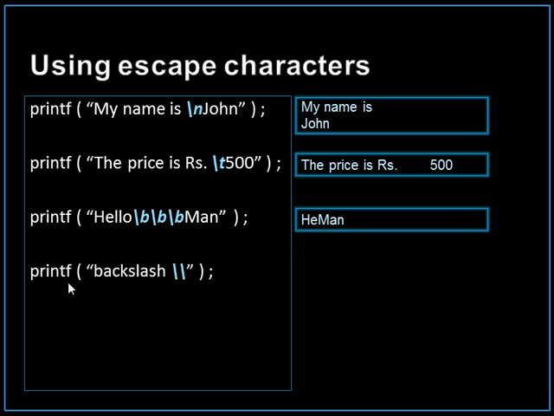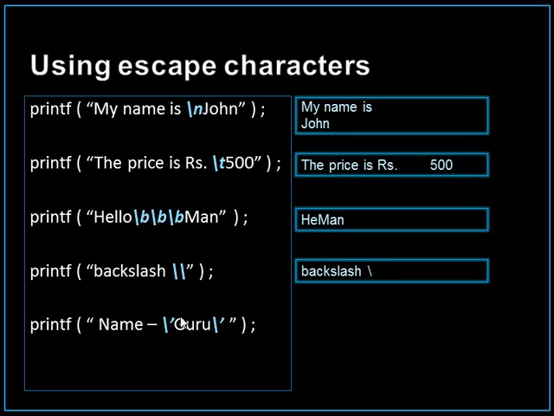For a single backslash, you have to use two backslashes, because if you use a single backslash, like in this, my name is backslash N John, the compiler, the printf, will confuse itself that the letter following the backslash is an escape character. So you have to use two backslashes. For two backslashes, you get one.